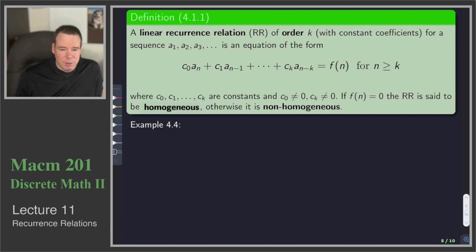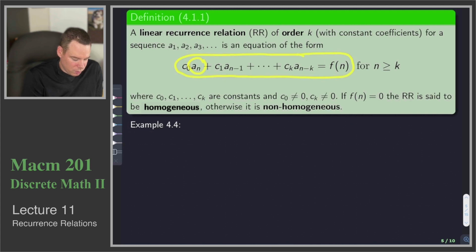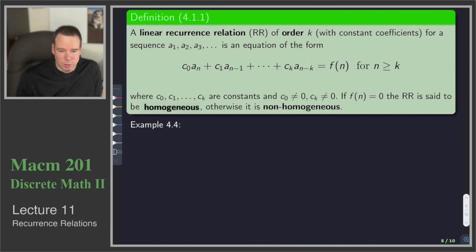And so that brings us to our definition. A linear recurrence relation of order k with constant coefficients for a sequence. So that's the underlying object here: there is a sequence, and a recurrence relation for that sequence is an equation that relates the terms of the sequence. In this case, it's relating one term to the k previous terms. So we're relating the nth term to the previous k terms.